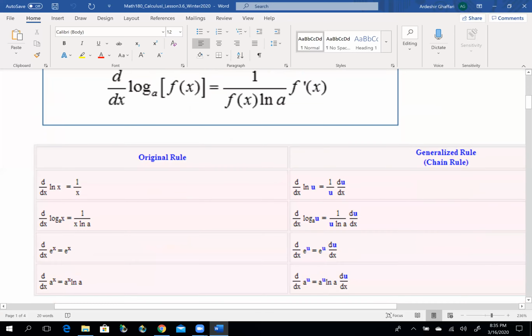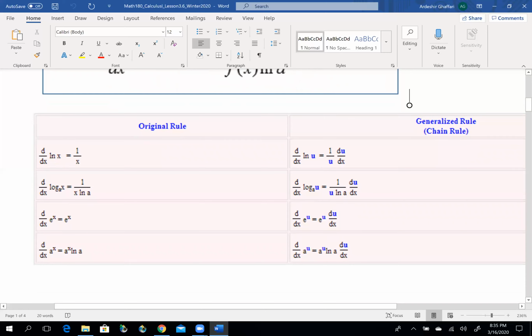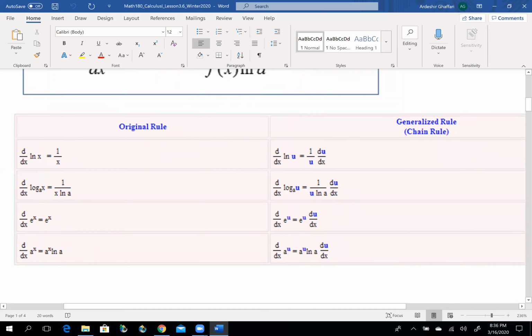So these are the original rules, as I told you guys before. They're on the left-hand side. The derivative with respect to x of natural log of x is 1 over x, and so on and so forth. The derivative with respect to x of e to the x is equal to e to the x. And the derivative with respect to x of a to the x is equal to a to the x times natural log of a.